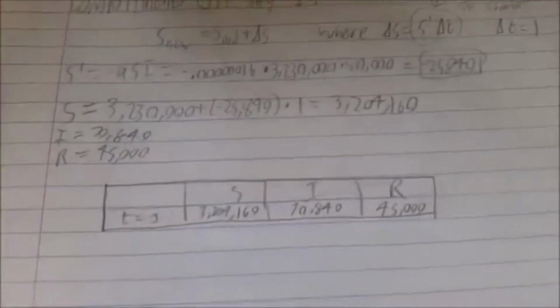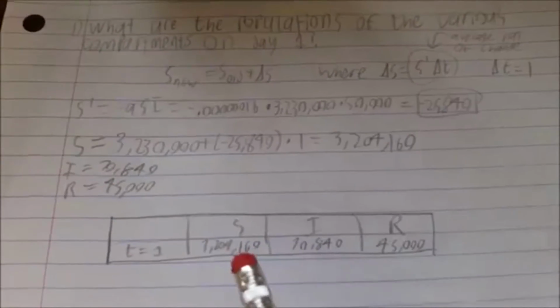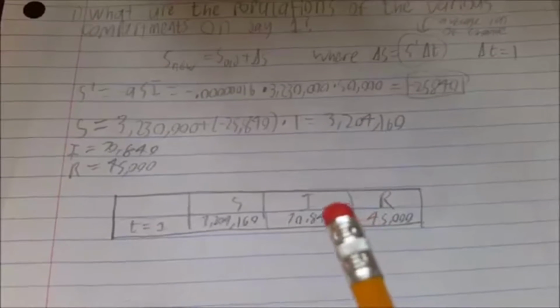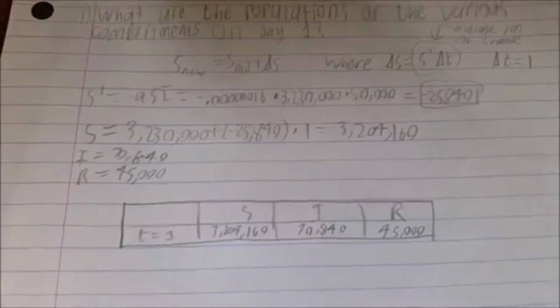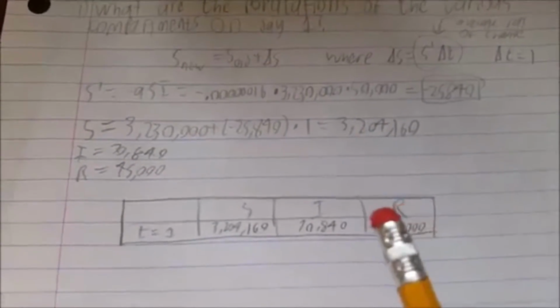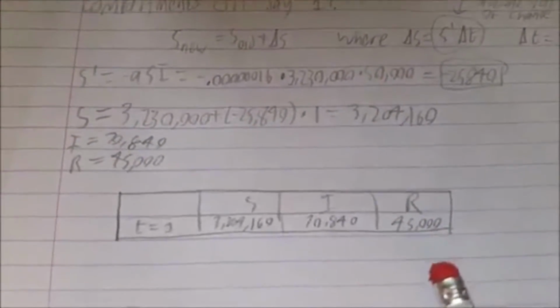After doing all these mathematics, it is now known that after 1 day, the amount of population that is susceptible to disease is 3,204,160. The amount of the population that has been infected by the disease is 70,840, and the amount of the population that has recovered and is now immune from the disease is equal to 45,000.